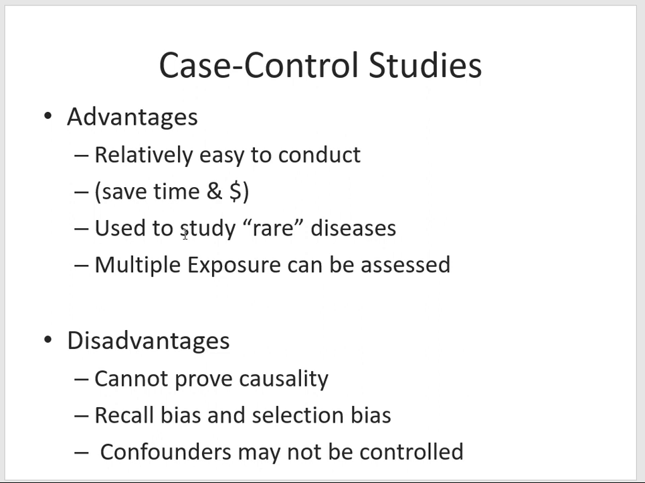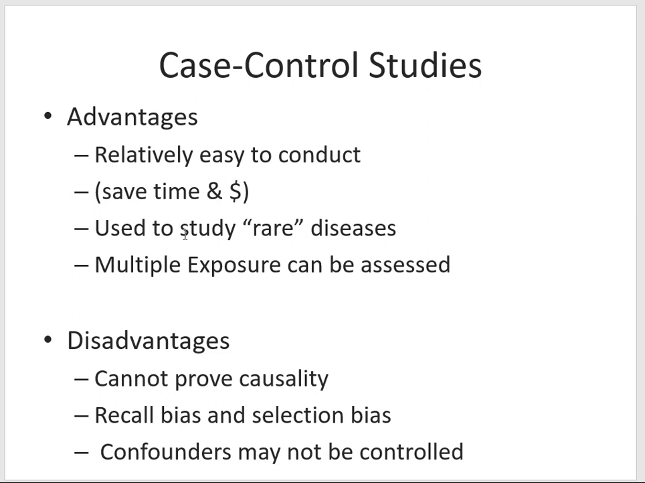Confounders, as we discussed before, are a type of variable that alters the relationship between the exposure and the outcome. And in a case control study, you cannot control confounders easily. Versus in other types of study, like the cohort study, you have ways to control the confounder much better than in a case control study.